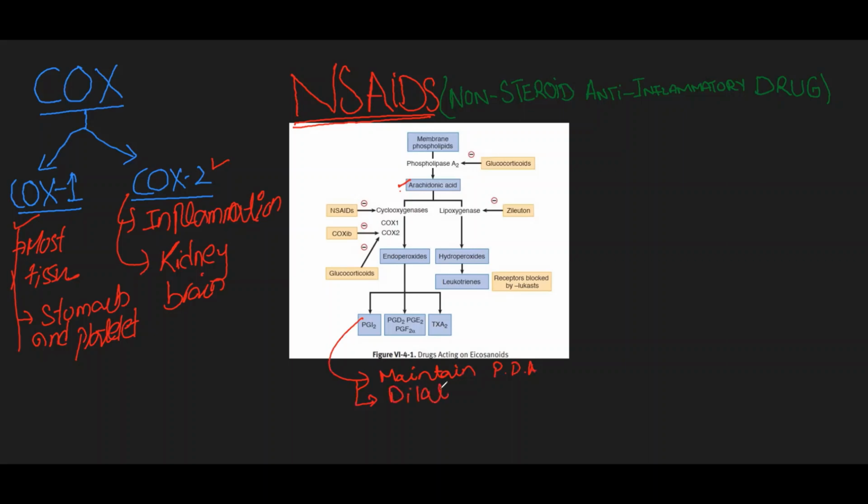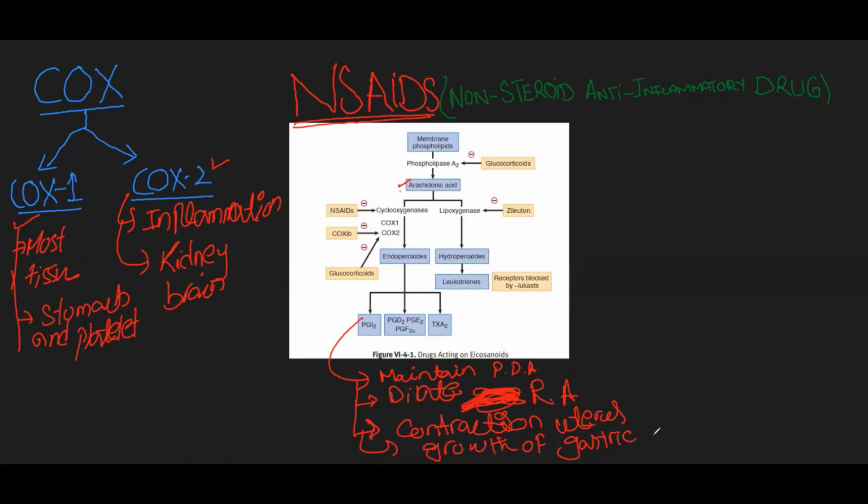dilate renal arterioles, contraction of the uterus, and growth of gastric mucosa. So growth of gastric mucosa protects it from the corrosive effect of the HCl.